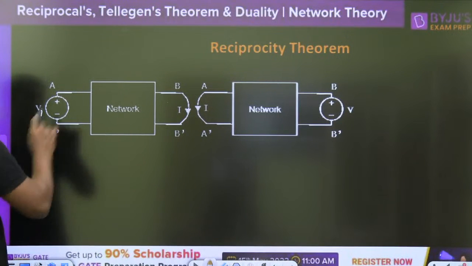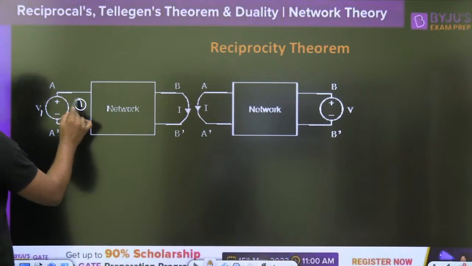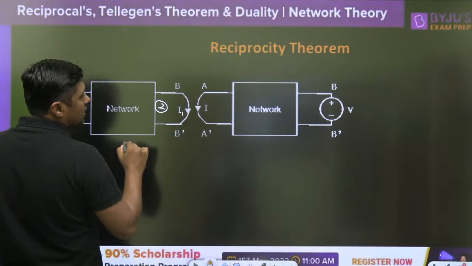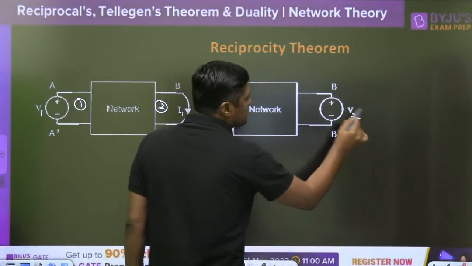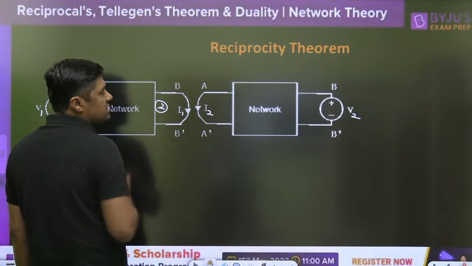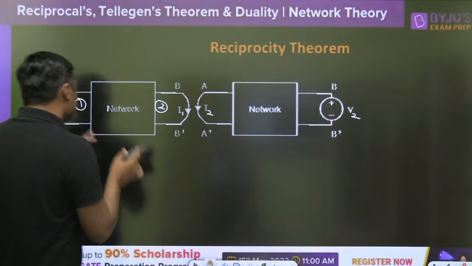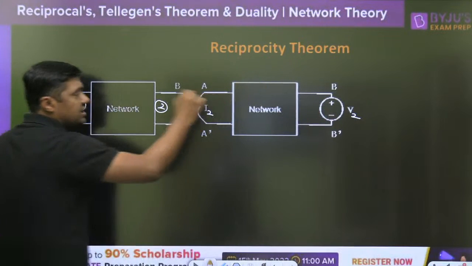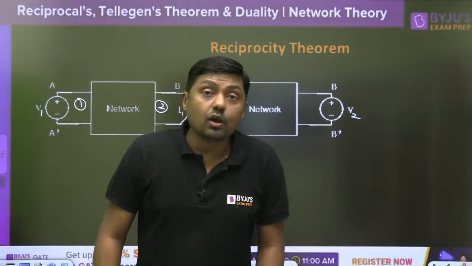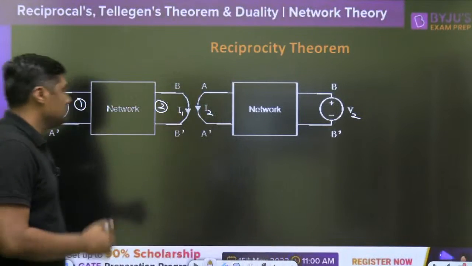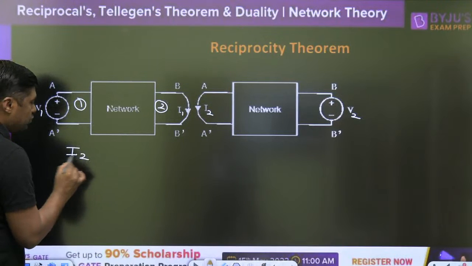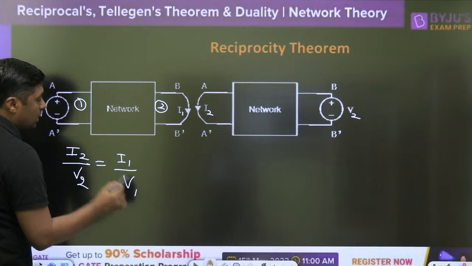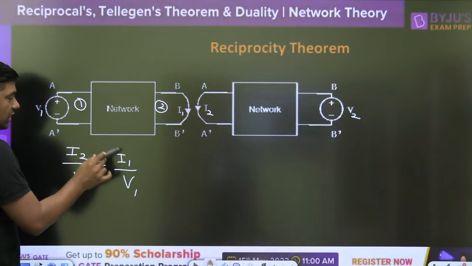Let this be V1, part of network 1, let this be port 1. Here we are considering the current I1. I am changing the position of the voltage, let this be V2. Let the current in this branch be I2. We are changing the position. This is called excitation, this is called response. Then according to reciprocity theorem, I2 by V2 from the second diagram is equal to I1 by V1. Response upon excitation will remain same.